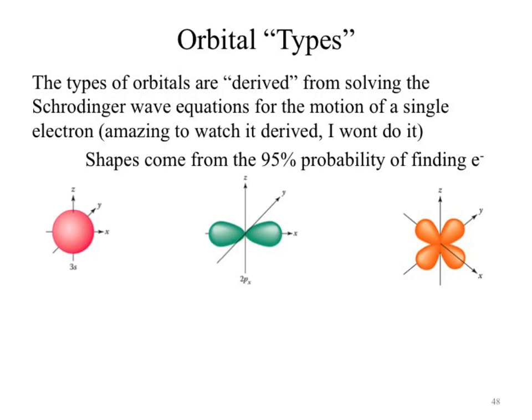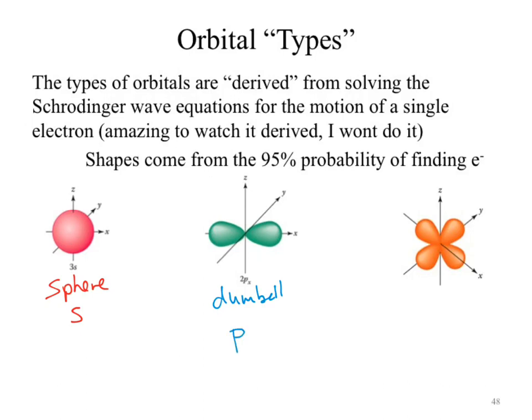The dumbbell shape we've called the P orbital. So you are responsible for tying these shapes, what they look like. We would call it a sphere and call it an S. The next one we refer to as a dumbbell, and we call it P.